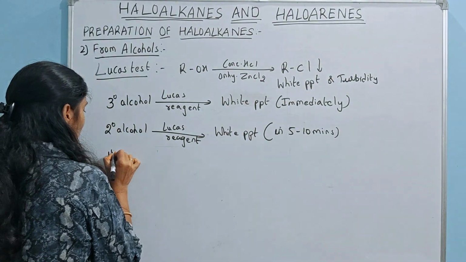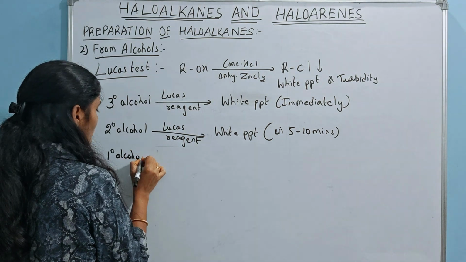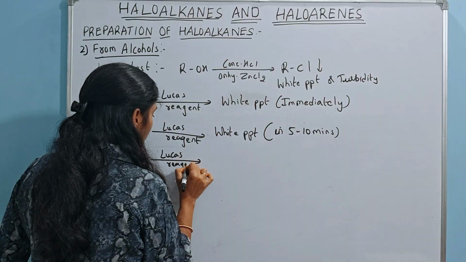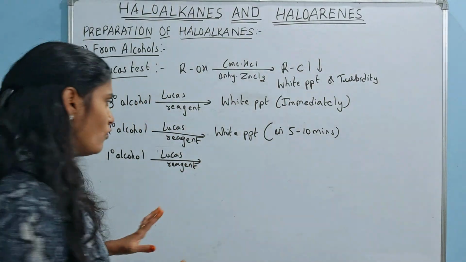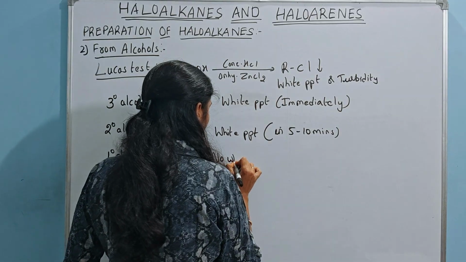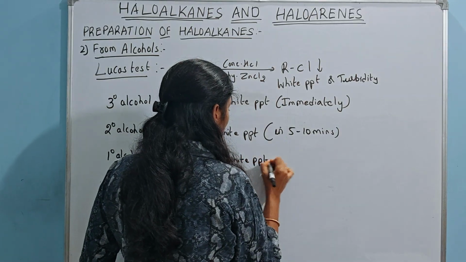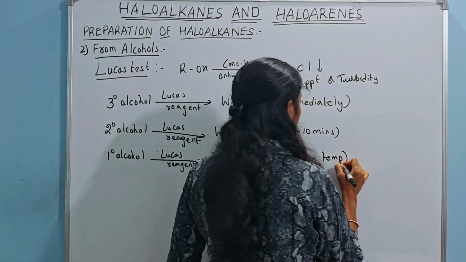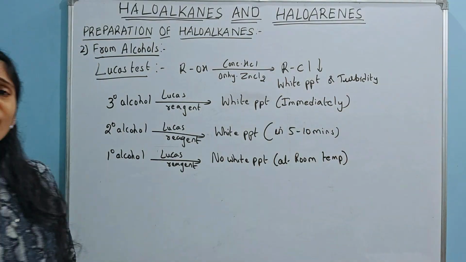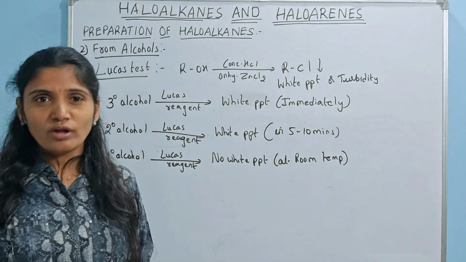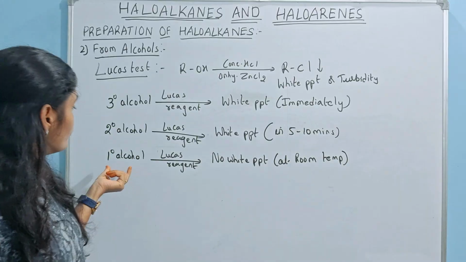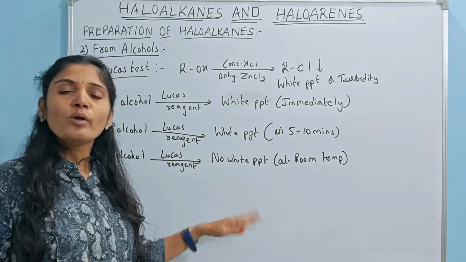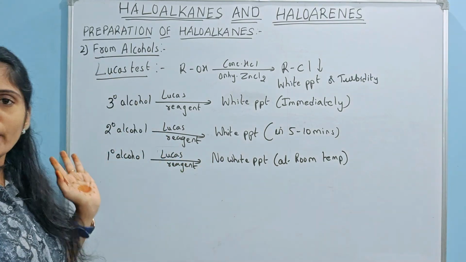Now when I take my primary alcohol and react it with Lucas reagent, there is no PPT formation, there is no white PPT at room temperature. Primary alcohol produces a primary carbocation, which is very much less stable. So when I treat it with Lucas reagent, it will not form any white PPT at room temperature, because the reaction is not taking place at room temperature.